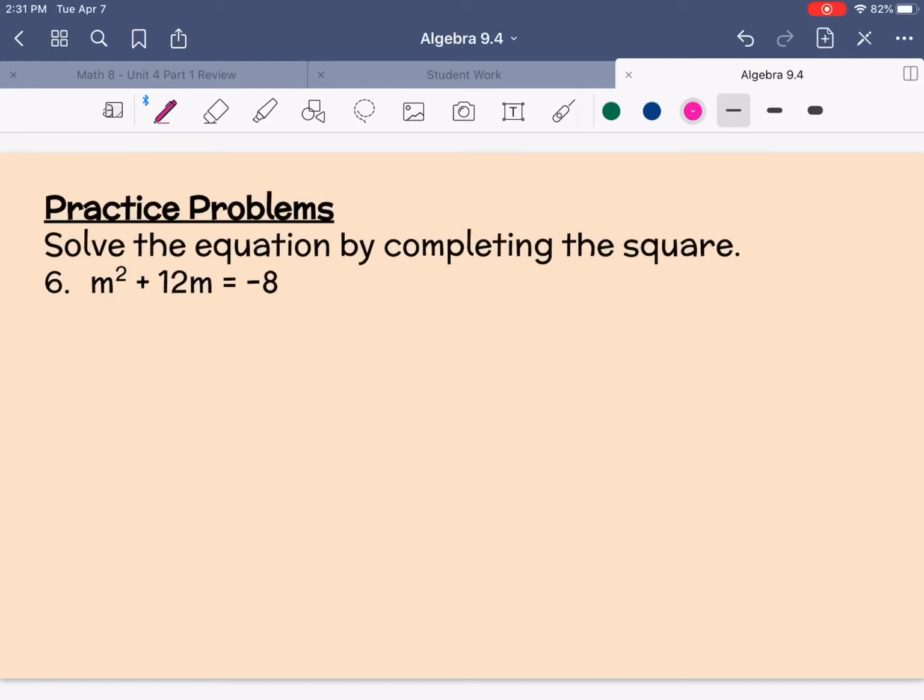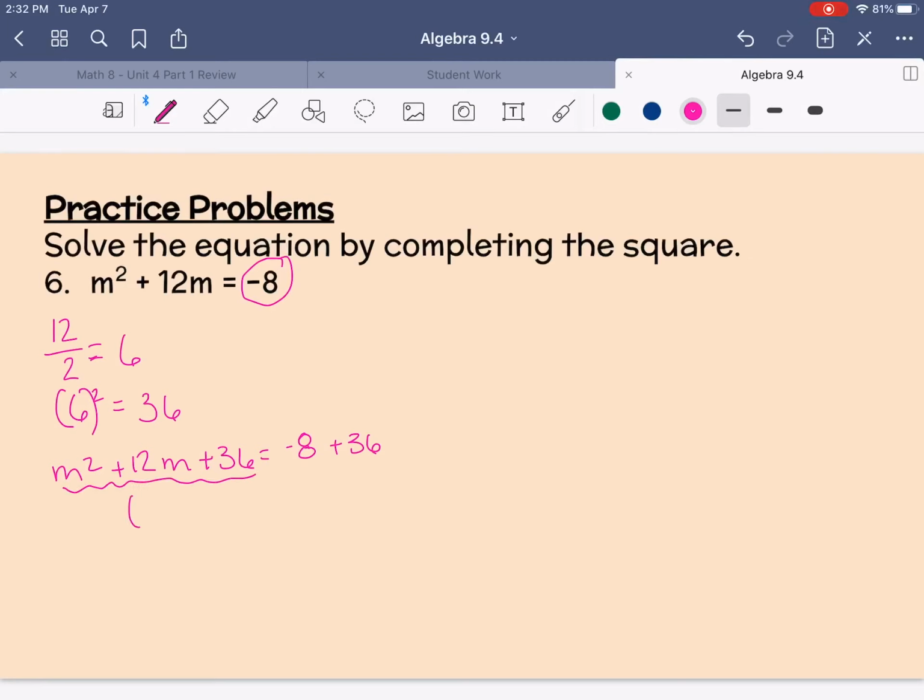All right, so our c value is already moved over to this side, so that's good. So we will go ahead and start off with our b value, dividing it by 2, okay, taking that and squaring that quantity, which comes out to be 36. Okay. Adding 36 to both sides of my equation. Okay. And factoring the left side.